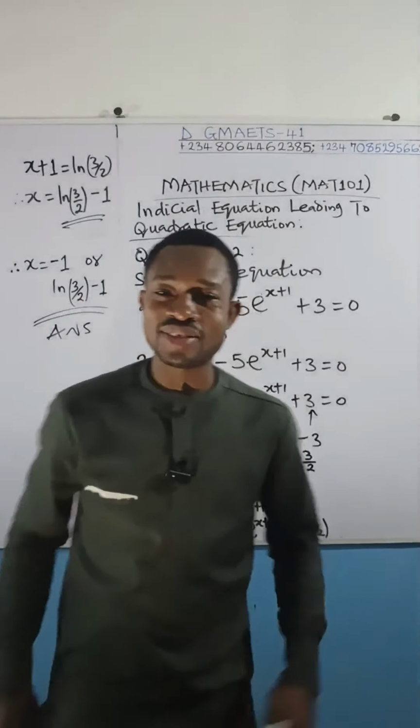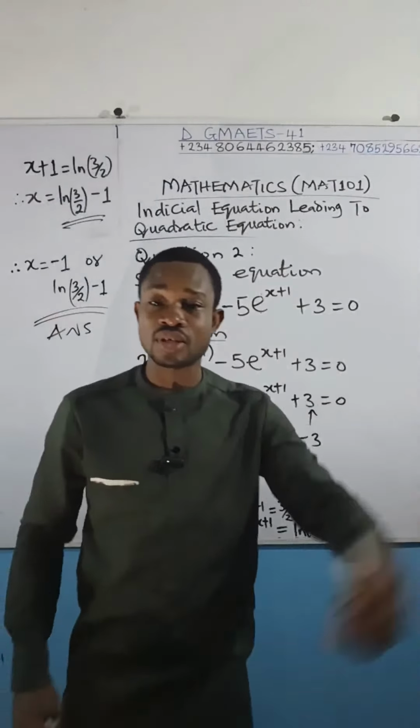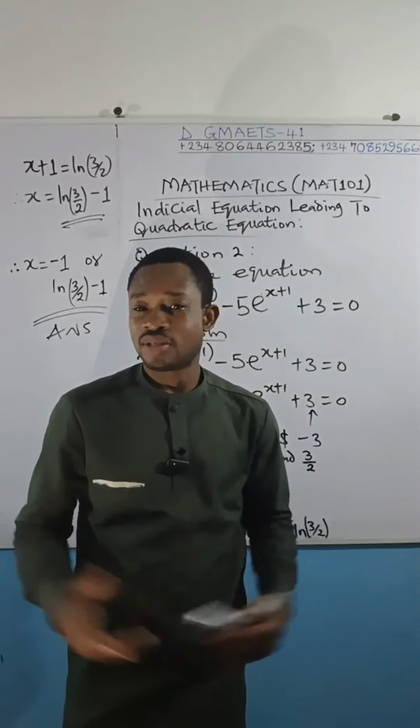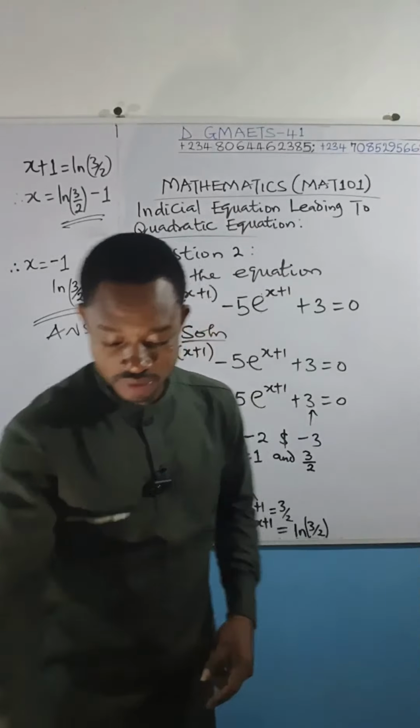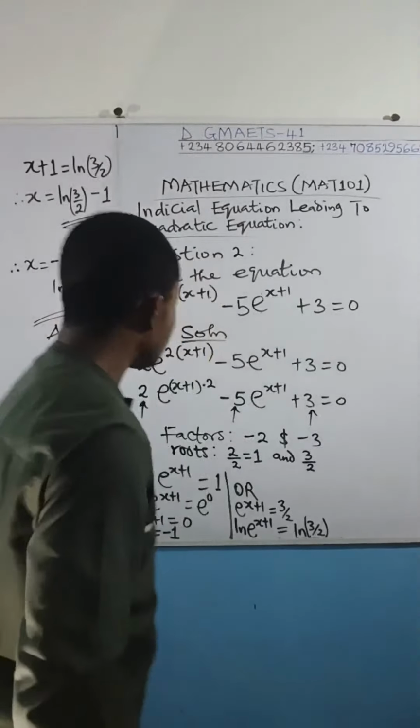So you see the way I am simplifying indicial equations leading to quadratic. It's quite simple, nothing is there, okay? Let's look at the third question.